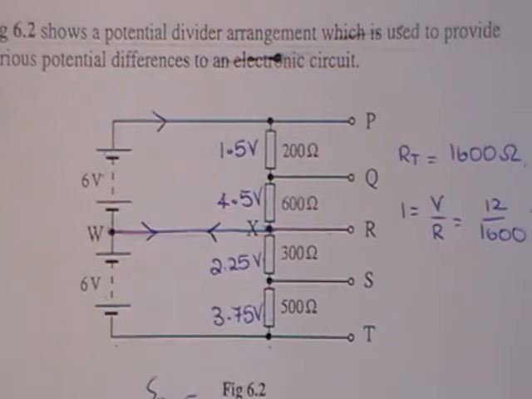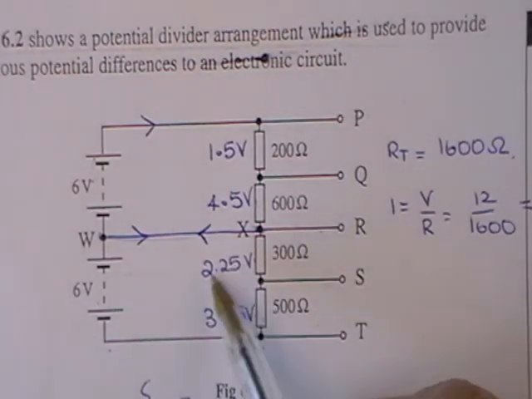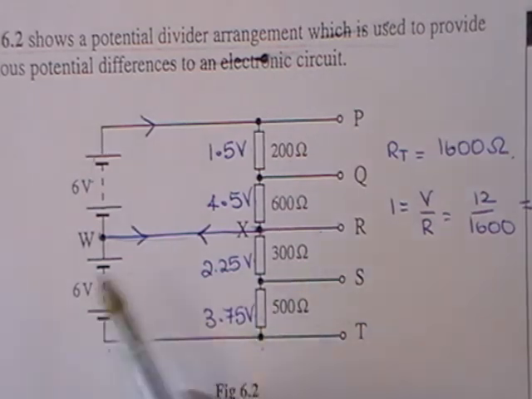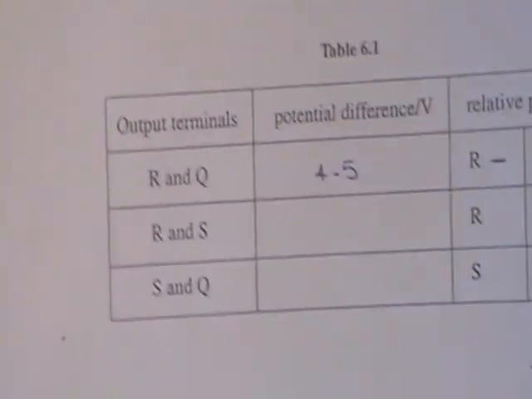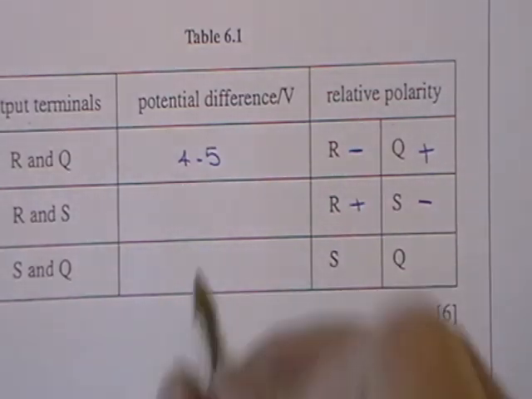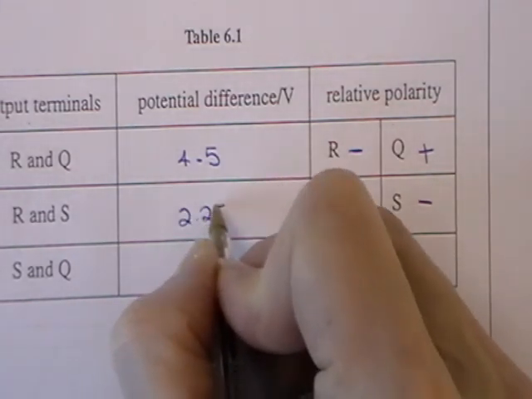The next one then is R and S. So go back to the diagram again. Between R and S there we have 2.25 volts. R is closest to the positive side, S is closest to the negative side. So R is positive and S is negative. Put that in first. And it's got a total potential difference of 2.25 volts across it.